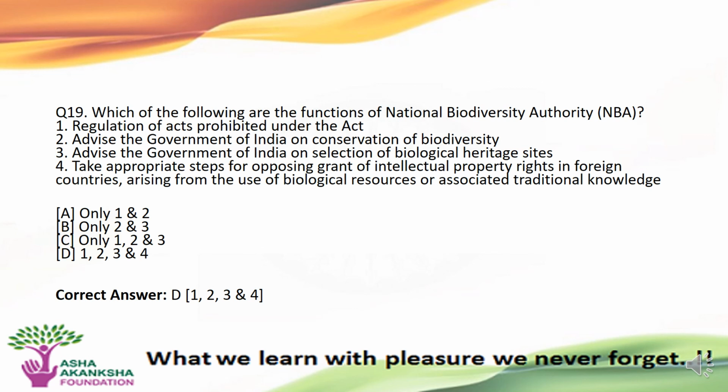Next question is, which of the following are the functions of the National Biodiversity Authority? First, regulation of acts prohibited under the Act. Second, advise the Government of India on conservation of biodiversity. Third, advise the Government of India on selection of the biological heritage sites. Or fourth, take appropriate steps for opposing grant of intellectual property rights in foreign countries arising from the use of biological resources or associated traditional knowledge. Options are A. Only 1 and 2, B. Only 2 and 3, C. Only 1, 2 and 3, and D. 1, 2, 3 and 4. The correct answer to this question is option D, that is, all the above statements are the functions of the National Biodiversity Authority.